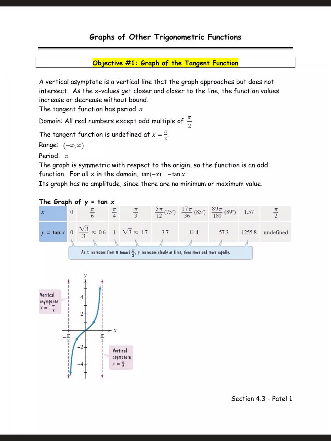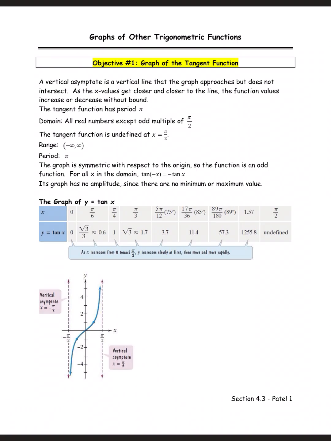Graph of other trig functions. To graph a tangent function, a vertical asymptote is a line that the graph approaches but does not intersect. As x values get closer and closer to the line, the function value increases or decreases without bound. The tangent function has a period of pi. So unlike sine and cosine, where the period is 2 pi, tangent is pi.